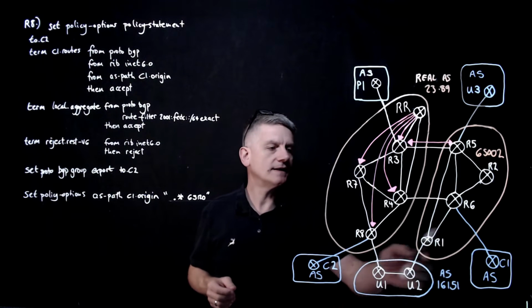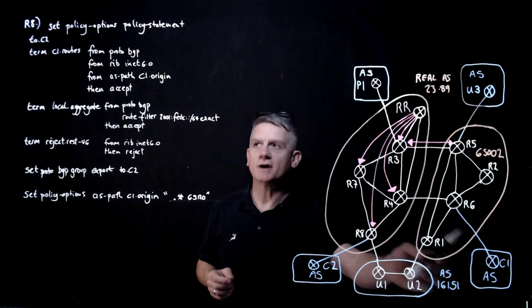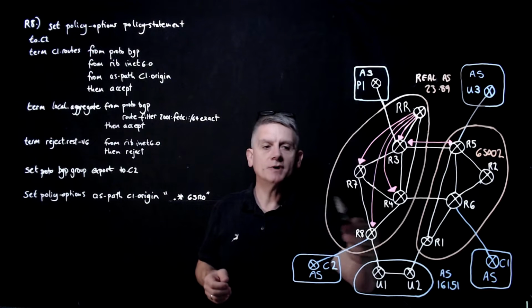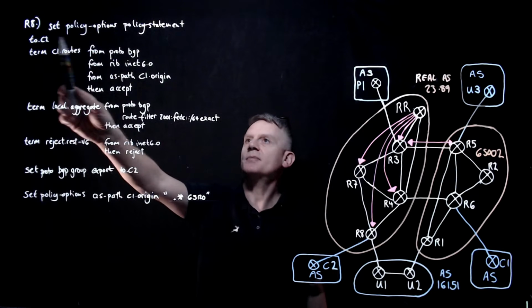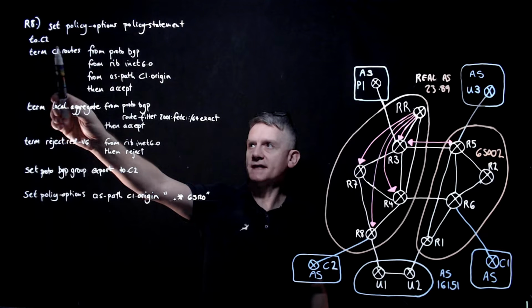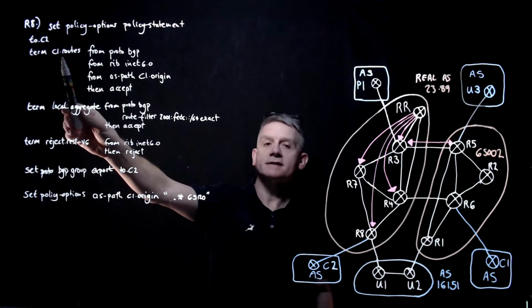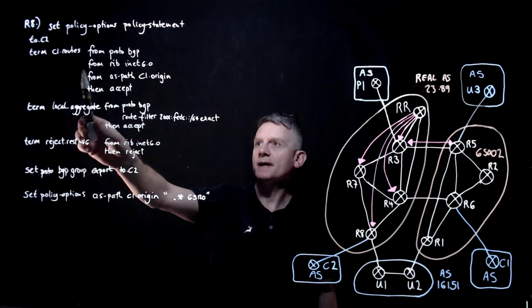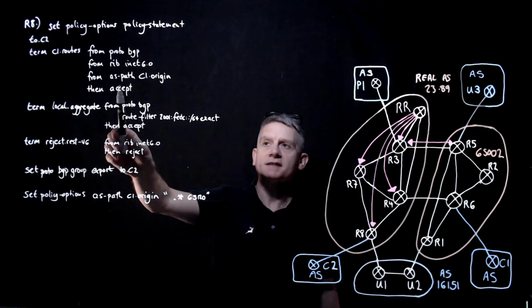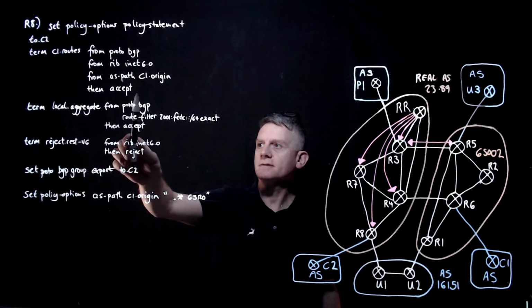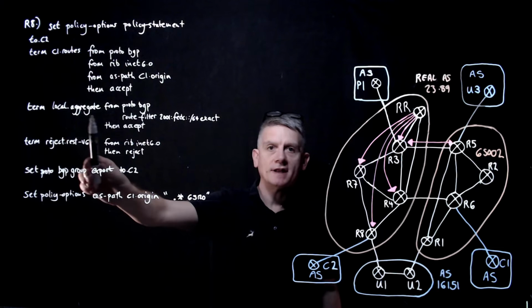Okay, so this will complete the IP version 6 that's heading from C1 to customer 2. So we're on the PE router 8, set policy options, policy statement to C2. We've got a term, it's C1 routes, from protocol BGP, from rib inet6, from AS path C1 origin, then accept. And then we've got a local aggregate as well.